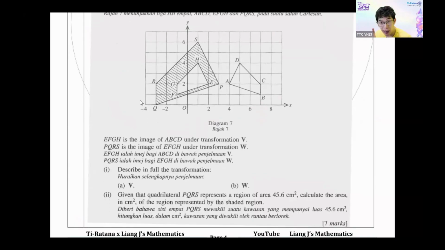Now you see, highlight: EFGH is the image of ABCD under transformation V. PQRS is the image of EFGH under transformation W. Do you notice they tell you who is the object, who is the image? They tell you already, then they ask you to describe. They ask you, what kind of transformation is that? Then you put specific keywords.